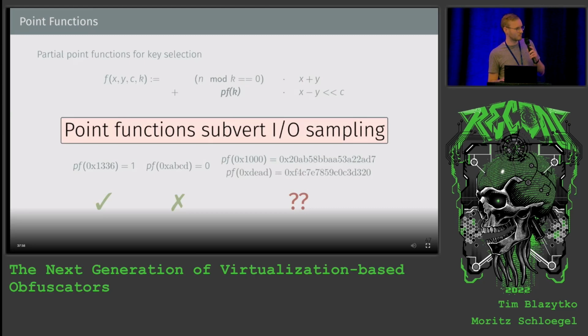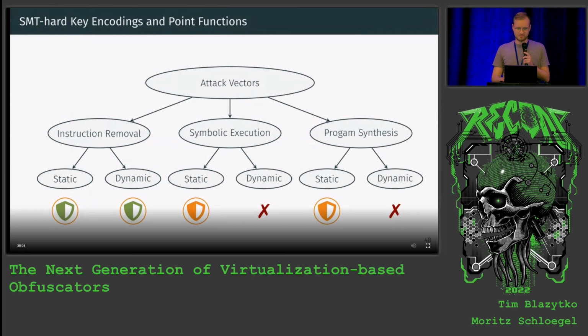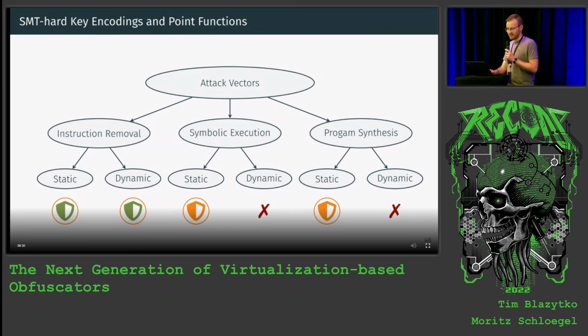So if you're just putting in random values of k, you won't get far here, which is great because both key encodings, so the SMT hard key encodings and the point functions, provide us protection. So we can stall out, most importantly, program synthesis that is static. So the dynamic scenario doesn't work out, right? If you're a dynamic attacker, you can see all keys at runtime. You already know which keys to put in, and you can do I/O sampling. And it provides some protection in regard to the removal of instruction and symbolic execution, because we make the key check significantly more complex.